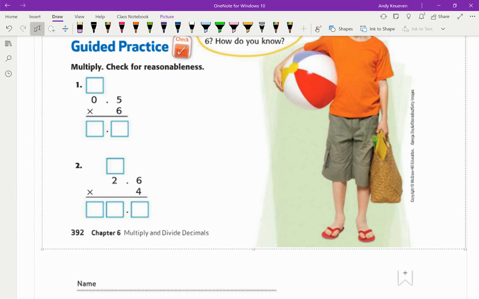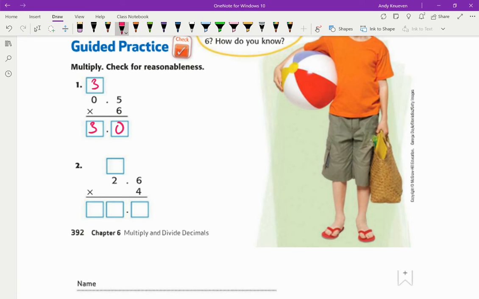So 0.5 times 6. 6 times 5 is 30. 0 down, carry the 3. 6 times 0 is 0. Plus that 3 is 3. Just like 5 times 6 is 30 as it is. But in my problem here, I have one number to the right of the decimal on the top. I have 0 on the second one. So when I add those together, I should have one number to the right of the decimal in my answer. So our final answer, 3.0.